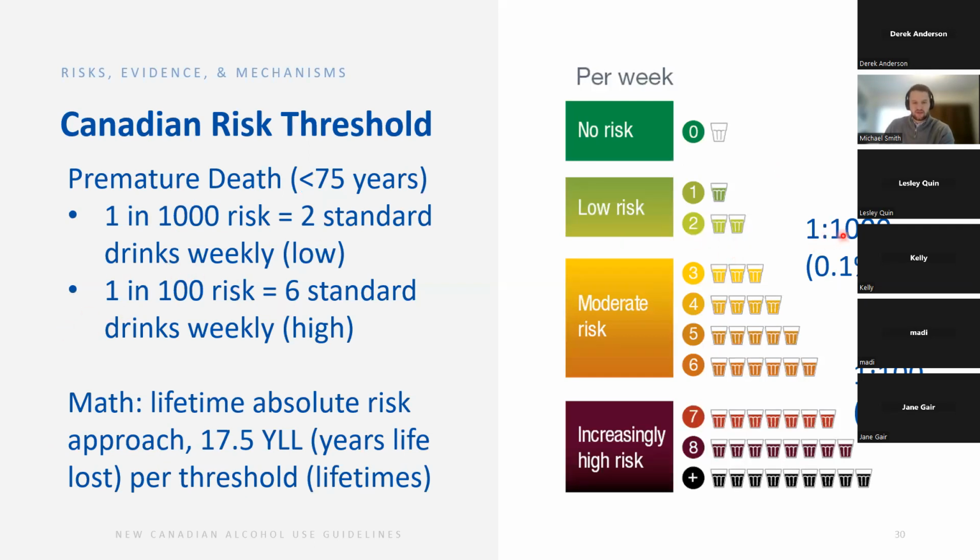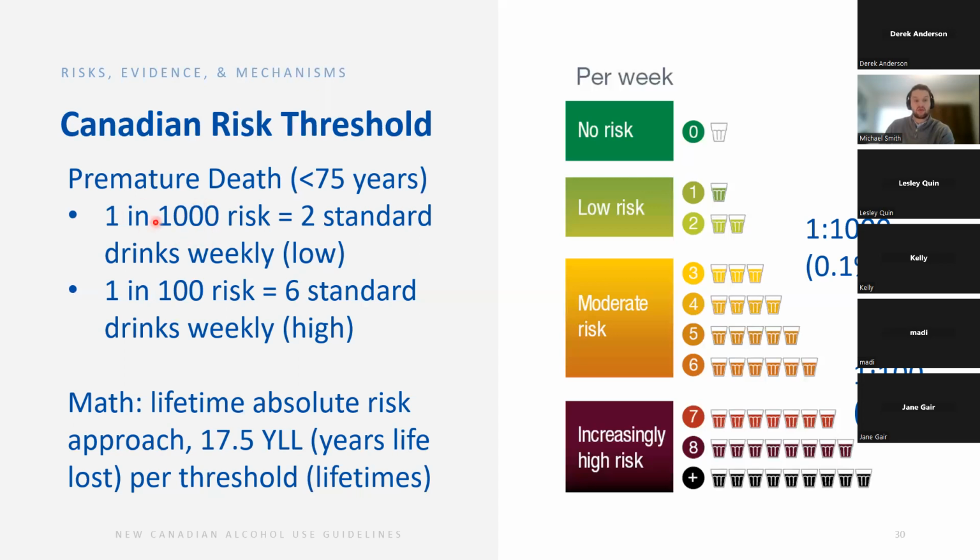As you can see here, the 1 in 1,000 risk of premature death correlates to about that level, and the 1 in 100 risk correlates to about that level. There's a bit more math that comes into how they figured all this out, and another way of interpreting what the values mean. A 1 in 1,000 risk of premature death correlates to a 0.1% chance, and 1 in 100 is 1%. Another way of looking at it is using a lifetime absolute risk approach. The risk values you see here relate to 17.5 years of life lost attributable to alcohol per 1,000 lifetimes or 100 lifetimes. So on average, you get about 17.5 years of life lost.